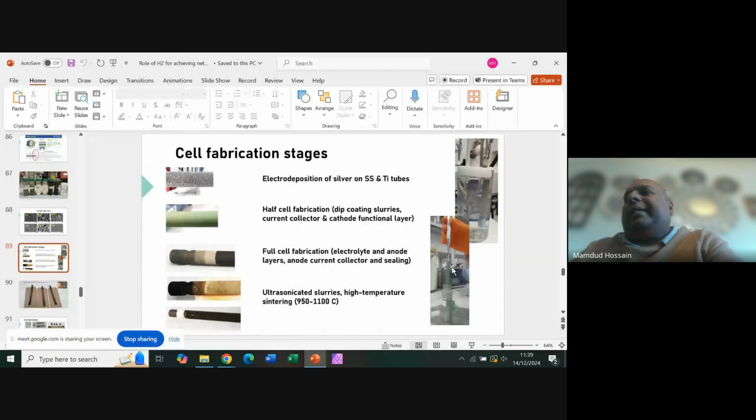If you look at this side here, we are just dipping it by hand, and then we sintered it for a long time, and we have to do a high temperature sintering. So at the end, we ended up with this type of structure on a tube. We have an exposed cathode here, electrolyte, anode. The black part is anode. This gray part is electrolyte, and the white part here is, sorry, cathode. So three layers here. And then we took the tube.